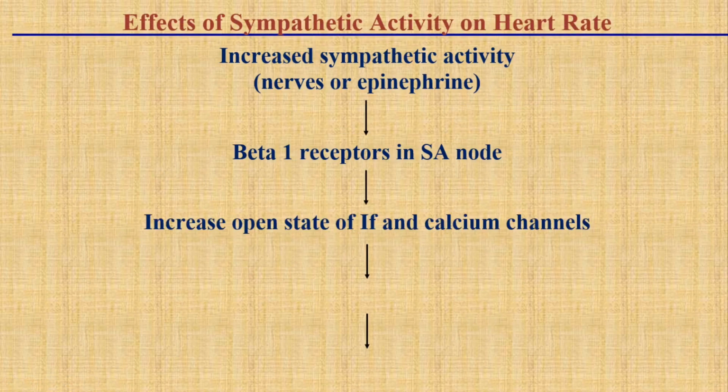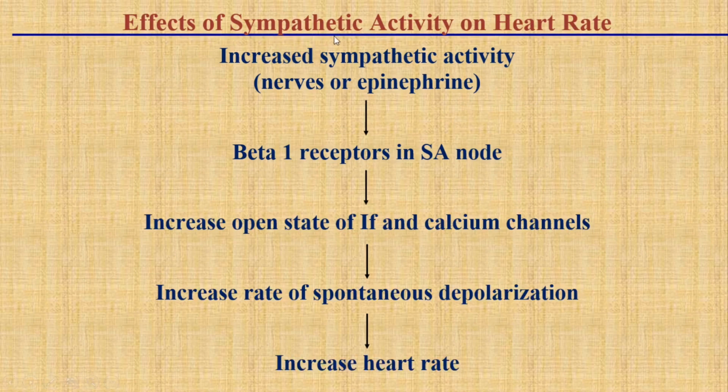So let us see the same mechanism. Whenever sympathetic activity is increased, heart rate will increase because it increases the slope of the pacemaker potential. So the norepinephrine released at the sympathetic nerve ending, or epinephrine released from the adrenal medulla because of the increased sympathetic activity, both these hormones or neurotransmitters act on the beta 1 receptor in the SA node, and they will open the IF channel, meaning the funny channel, along with the calcium channel because of the increased concentration of cyclic AMP.